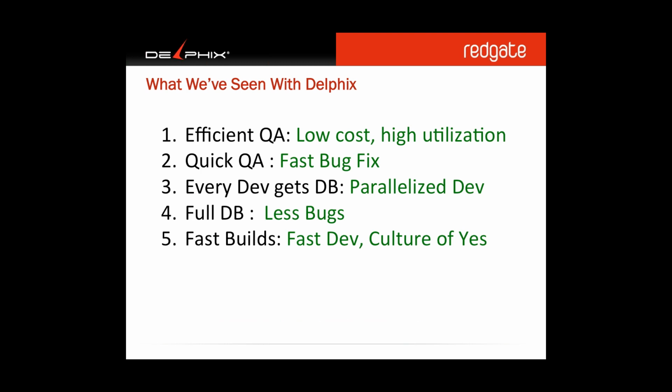So what we've seen with Delphix is now QA becomes efficient. It's low cost, high utilization. We see quick QA, where when there's the end of a sprint or a code freeze, the QA suites can be immediately run within minutes after the freeze. We see where every developer gets a copy of a database, which parallelizes the work by developers. We see full databases being used by development, which means less bugs hit production. And we see fast builds, which creates a cultural yes and accelerates the development.